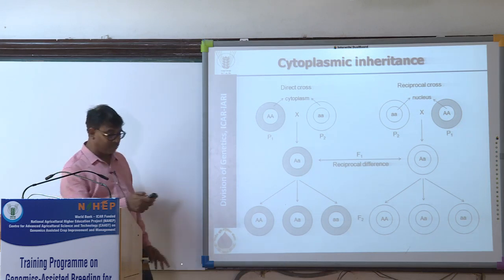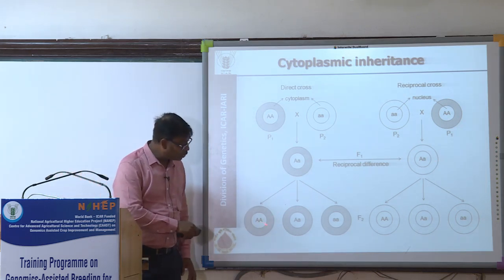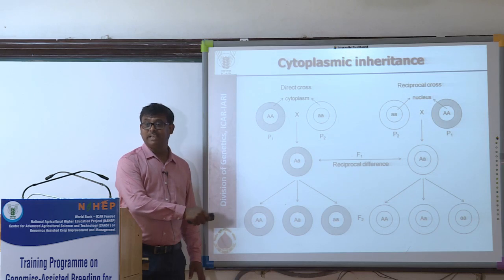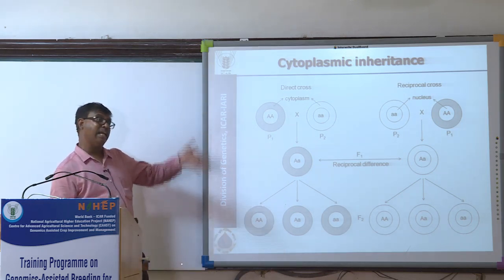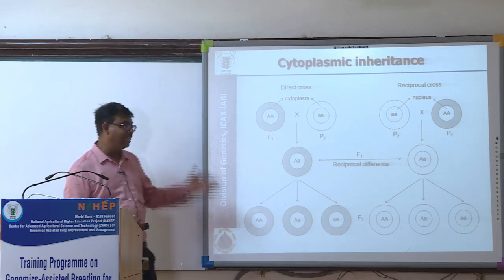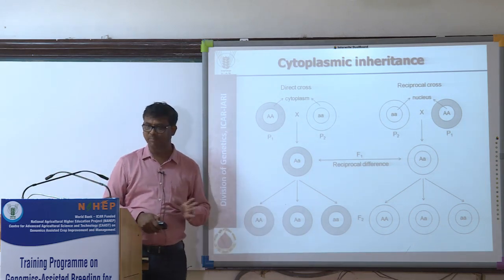It is similar to maternal effect genes, because there also you will get a reciprocal difference. There also you did not get any segregation. The only difference is you have to go to F3, where in that case we will get segregation. Here you will continue to have no segregation at all, right.